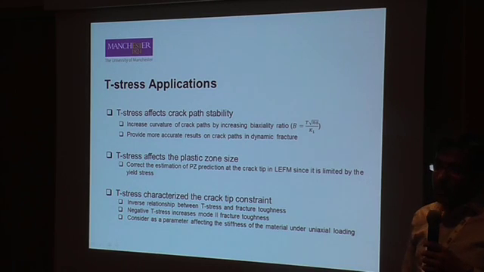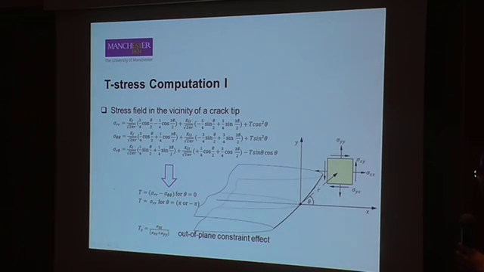I will give you a snapshot of the application of T stress. I read some papers and categorized them about the application of T stress in three different groups. Some researchers believe that the T stress can affect crack path stability. Some believe that the T stress can affect the plastic zone. And some believe that the magnitude and the direction of T stress can characterize fracture toughness. But the question is how we can compute these parameters.